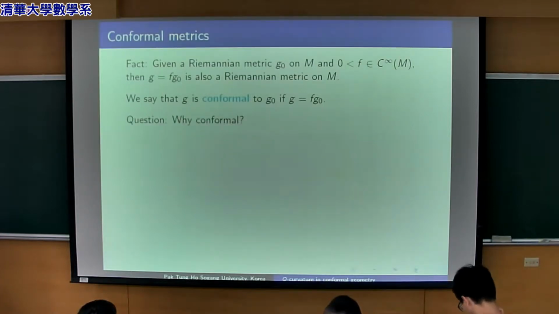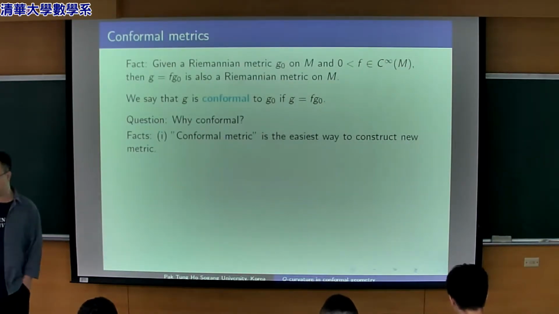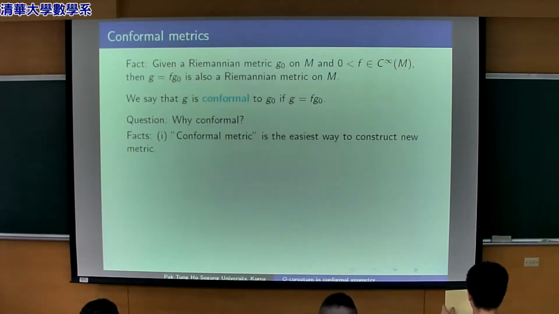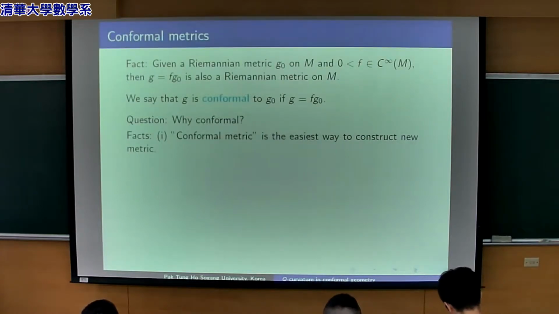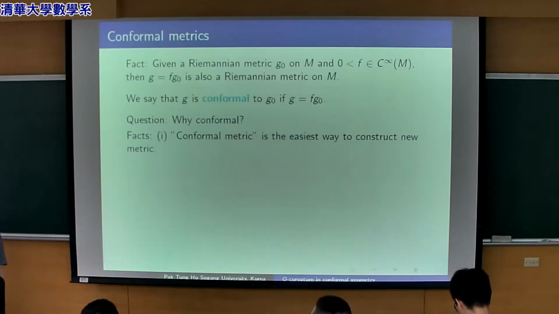And so, of course, if this is the first time you saw this, you should ask, why conformal? Why do we consider conformal metrics? So the first reason, from my personal point of view, is that a conformal metric is a really easy way to construct a new metric. As long as you have a Riemannian metric and a smooth function, you can multiply them together to construct a new Riemannian metric. In fact, this gives you an infinite number of ways to construct Riemannian metrics, as long as you have a smooth function.